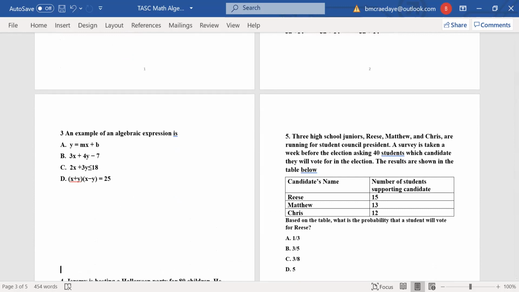Now, you know the difference. We went through expressions, coefficients, constants, terms. You know the difference between expressions, equations, and algebraic inequalities. Which of these is an example of an algebraic expression?